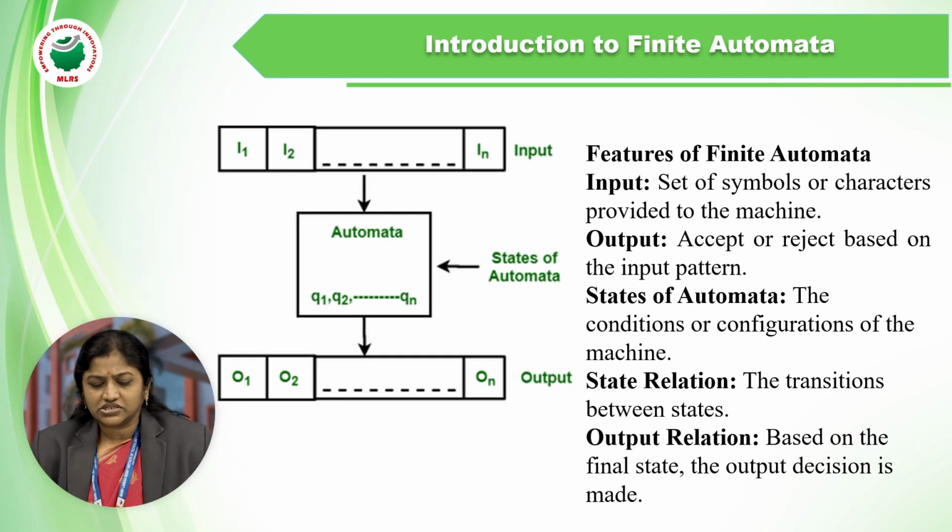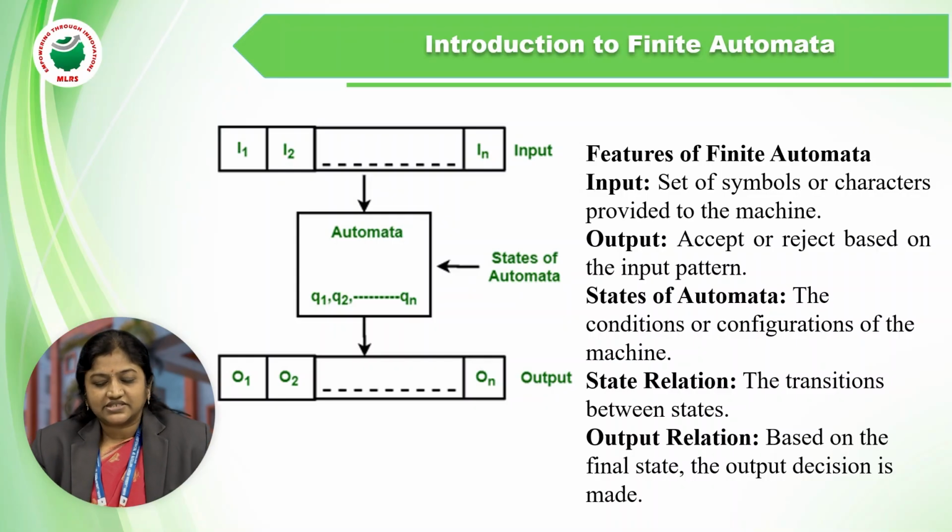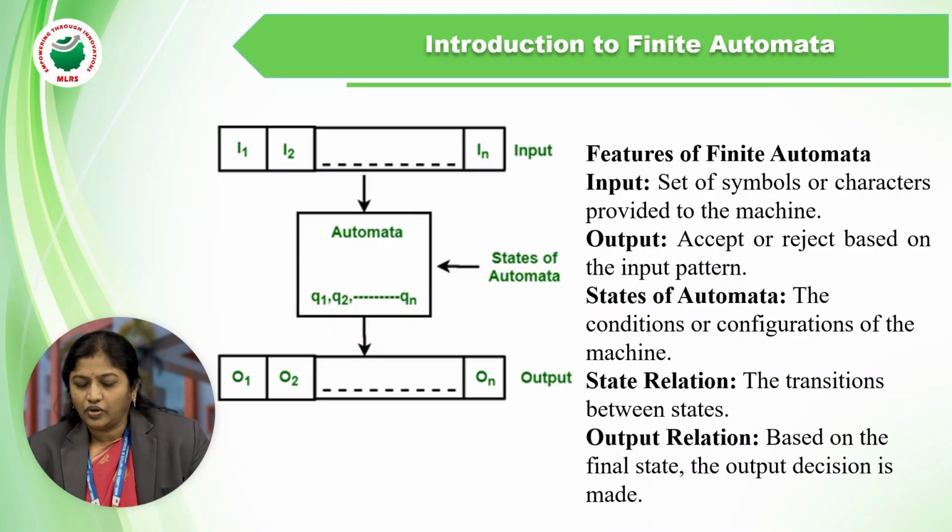So here is just an overview of a finite automata. You can say it is a block diagram, which consists of an input, state of an automata, and output. I1, I2 till In are the inputs, and the state of automata, that is, how many states there will be: Q1, Q2, and Qn, and outputs O1, O2 and On.